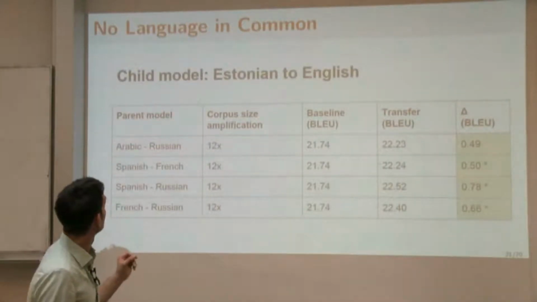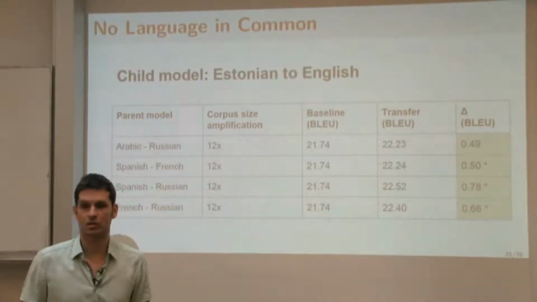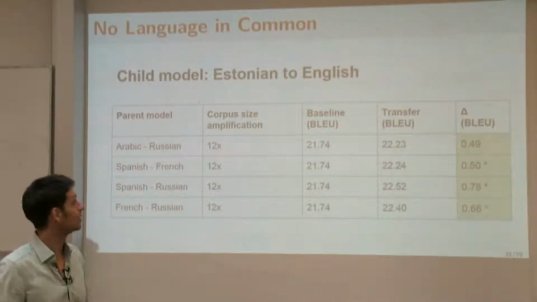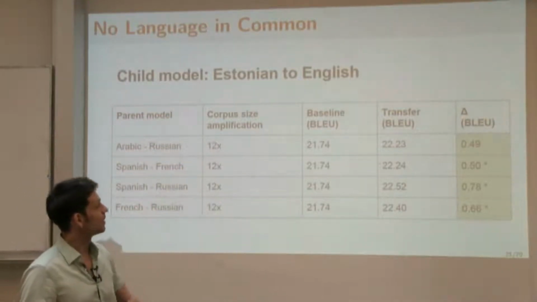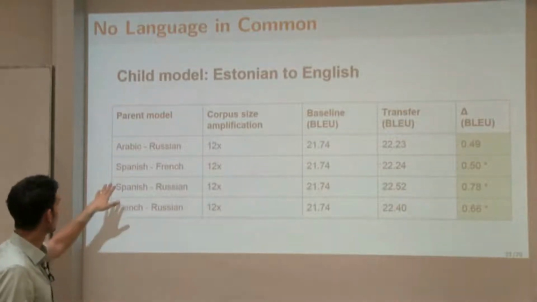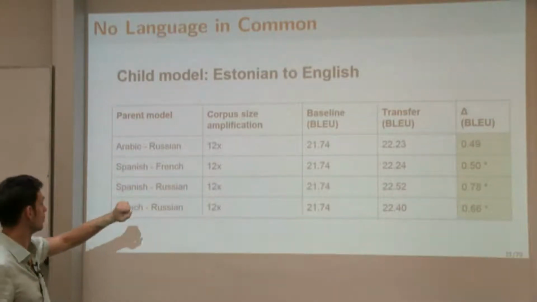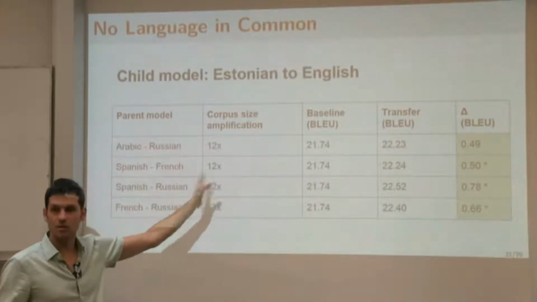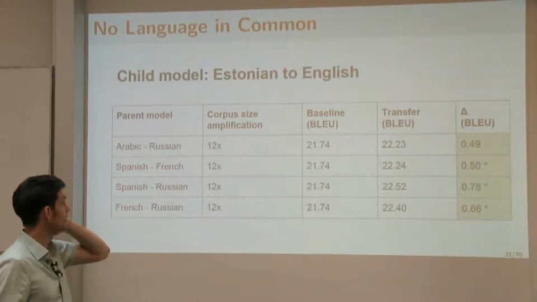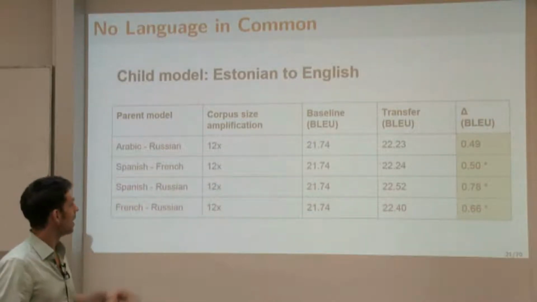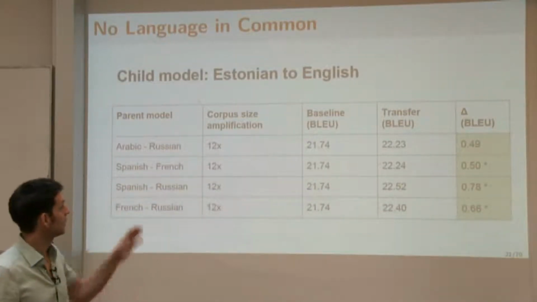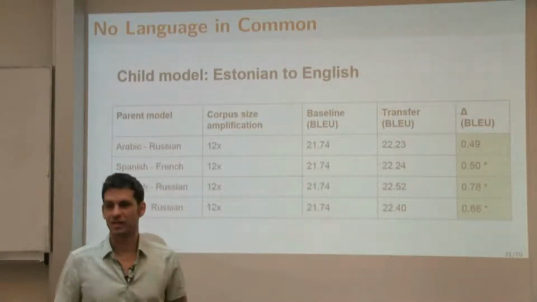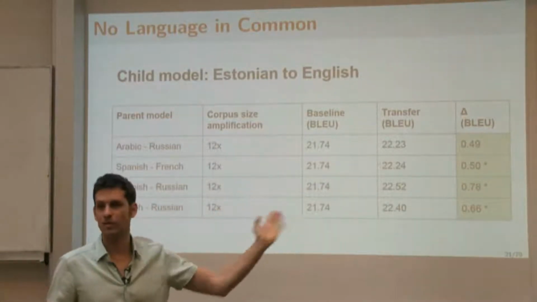And now a setup where there is no language in common. Here the test set, the child that we are trying to achieve, is Estonian into English translation, and we train on corpora like Arabic Russian, or Spanish French, or Spanish Russian, or French Russian. These all come from the UN corpus, so they are of the same size, and they are both times bigger than the intended child. And the interesting observation is that in all cases, we do get an improvement again.